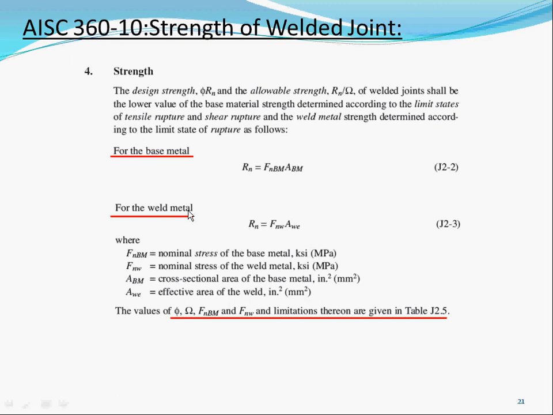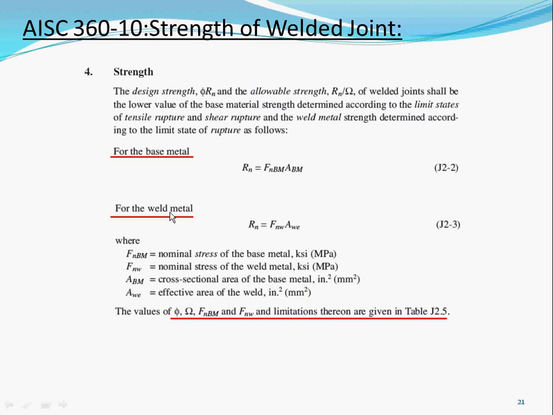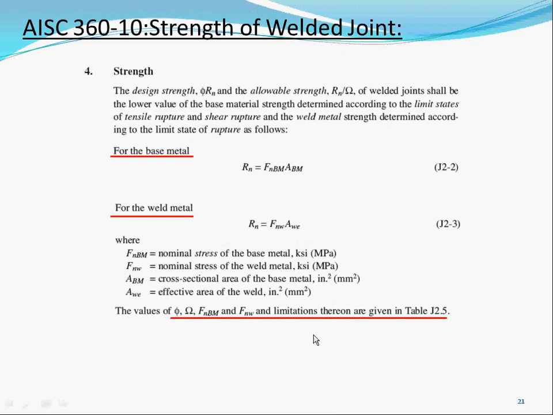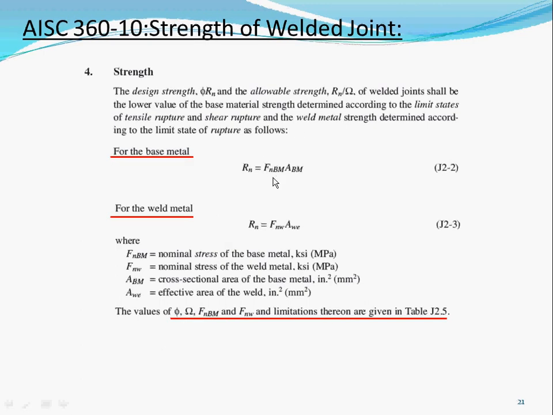The weld metal we're calling out for 70 ksi. This metal is 50 ksi. So the weld metal is typically stronger, but obviously the A_we, the area of the weld metal, where you specify, is small compared to that. So that's why you have to check both the base metal and the weld metal, and all these phi factors.